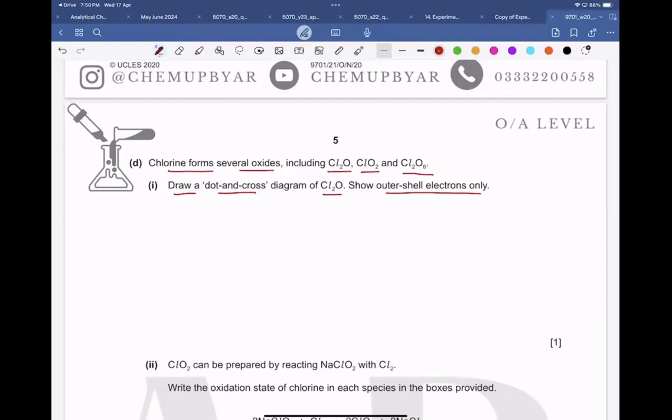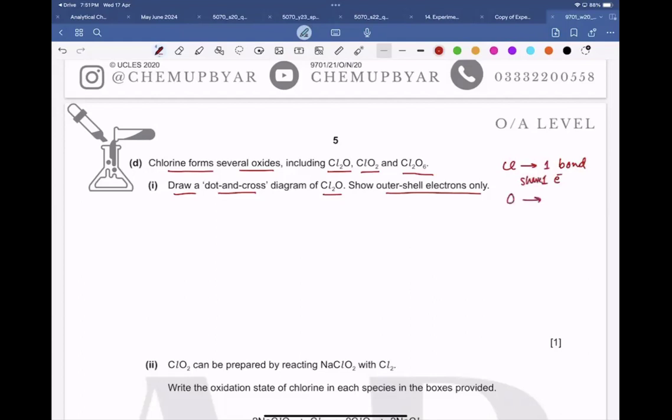So you have to draw outer shell electrons only. Remember, we first have to see whether we are going to complete the octet of both chlorine and oxygen. If you look at chlorine, you will find that chlorine is in group 7, so it has 7 electrons in its valence shell, right? And if it has 7 electrons in its valence shell, then it needs 1 electron. So it is going to form 1 bond only, and share 1 electron only.